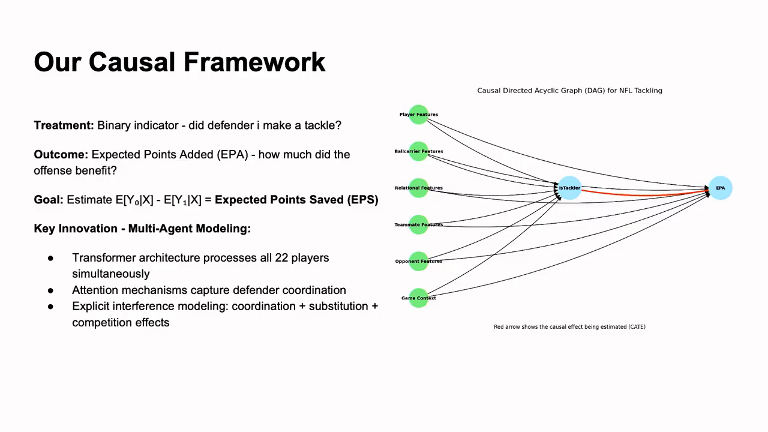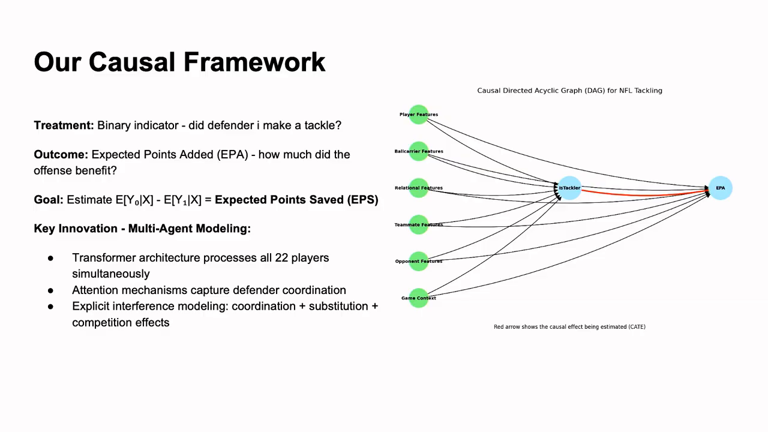And so the key innovation here is we use multi-agent modeling. So we have a transformer architecture, which processes all 22 players simultaneously. We have attention mechanisms to capture defender coordination, and we want to explicitly model those 3 interference effects we talked about before.